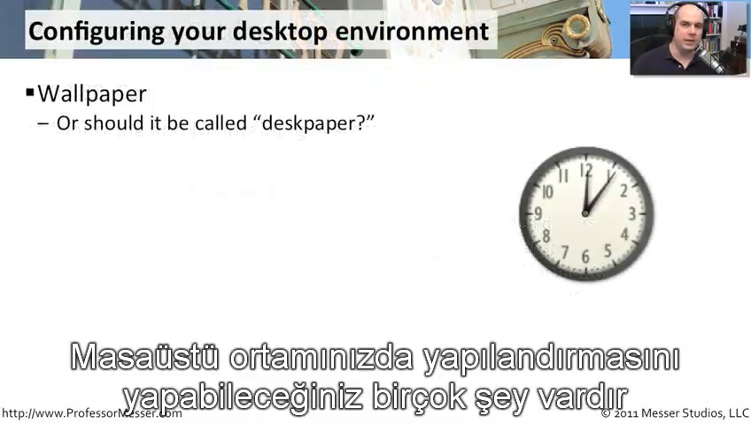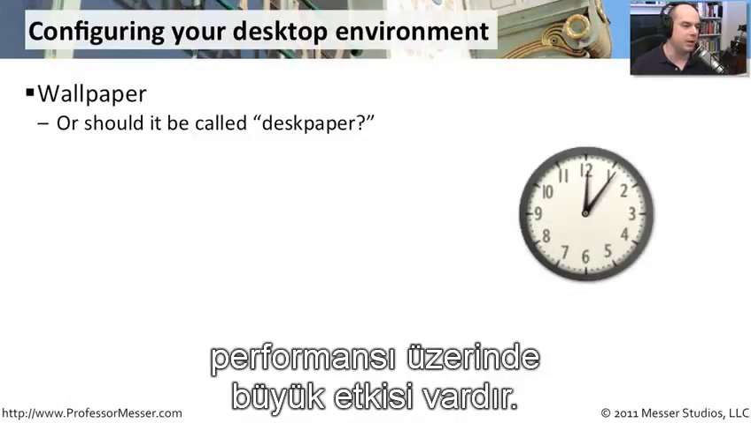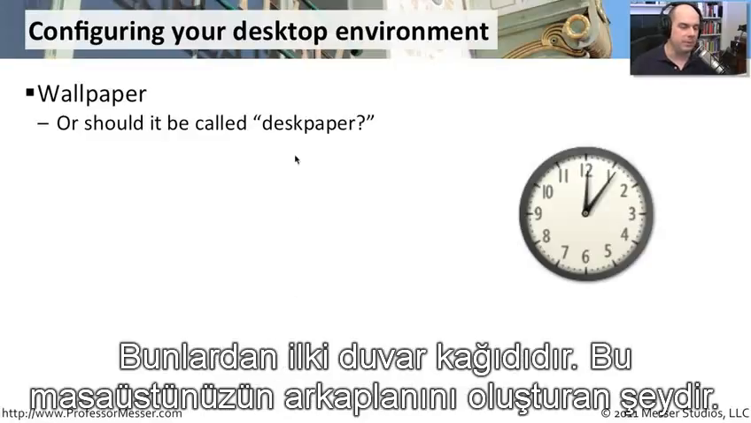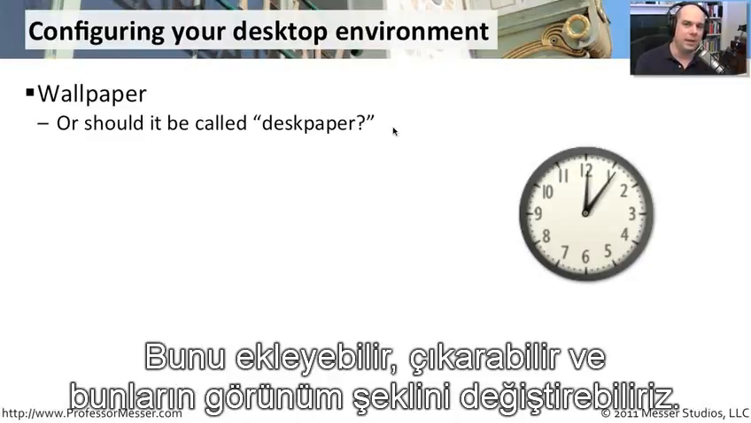There's quite a few things you can configure in your desktop environment, and some of these things can have a dramatic impact on the performance of your system depending on the type of hardware and software that you're running. The first is wallpaper. This is what sits on the back of the desktop. That's why I say maybe we should call it desk paper. It's not really on the wall, it's on the desktop of our computer, and we can add and remove and change the way that looks.